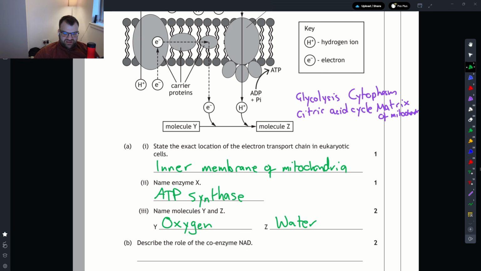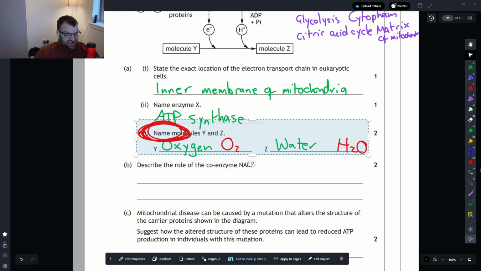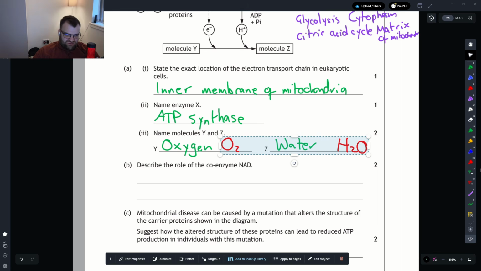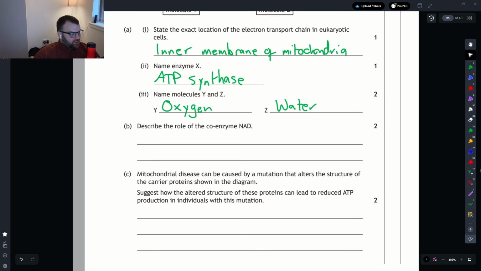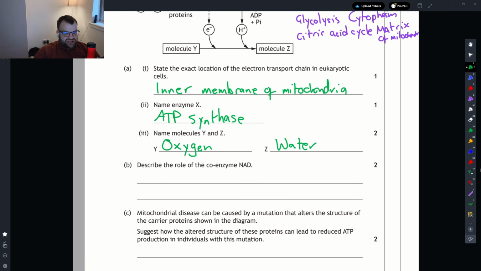We should have our names for that. Slight chemistry rant here. I think if you write O2 and H2O, you shouldn't get the mark, because it says name and that's not its name, that's its formula. But the marking scheme says you can have both of them. But in my opinion, which is right, you shouldn't. Oxygen, water are what we have there. What is the job of NAD? NAD carries hydrogen ions and electrons from earlier stages to the electron transport chain.